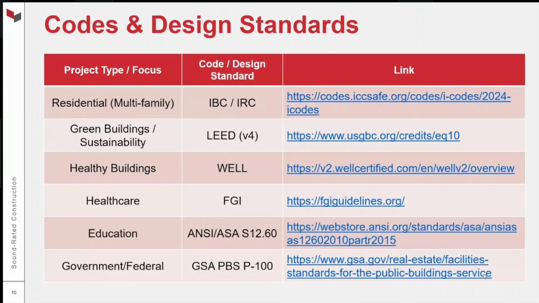Green building sustainability, you have LEED. Healthy buildings, the WELL Building Standard references sound transmission requirements. For healthcare, you have the FGI guidelines, which has quite a bit of information around sound transmission. I'll show you in just a few minutes. For education facilities, schools, there's an ANSI ASA standard. And then for government and federal buildings, there's the GSA PBS P100. I'm just going to show you some snapshots of a few of these.